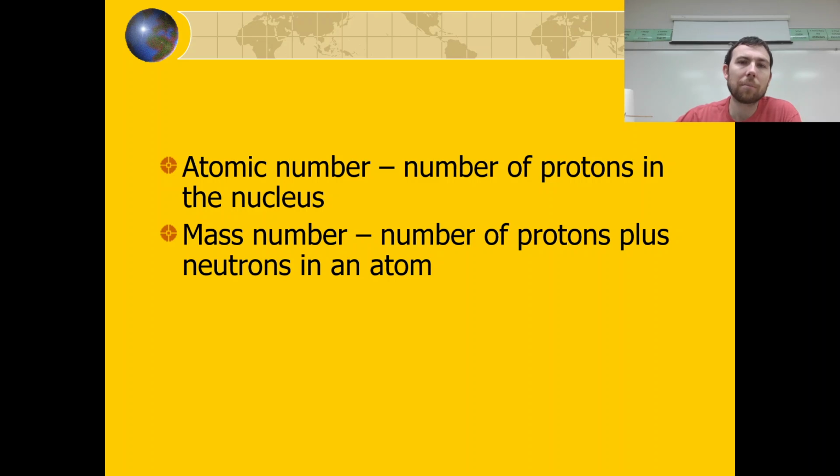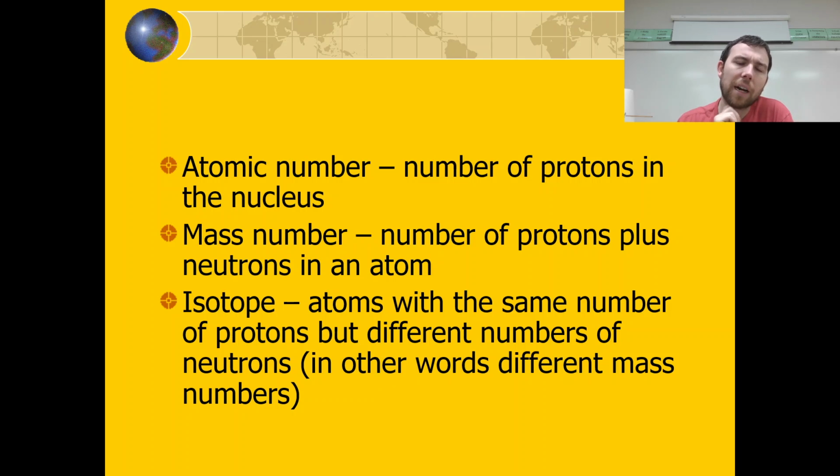All right, your mass number. Now, we always have to remember this is the number of protons plus the number of neutrons in an atom. Now, the mass number cannot be found on the periodic table. That would be something that has to be provided to you, or other information has to be given so that you can find it. But again, it's simply the number of protons plus the number of neutrons in an atom.